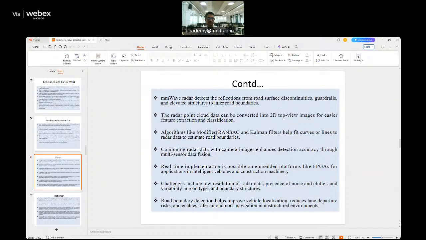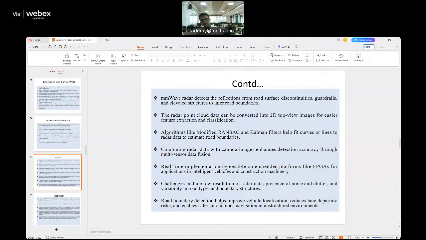Algorithms like modified RANSAC and Kalman filters help fit curves or lines to radar data to estimate road boundaries. These algorithms are very useful when many things are combined, such as radar data with camera images. It doesn't mean that you don't have to use a camera; camera can definitely be a very good option. If we have the provision to use a camera, then it enhances detection accuracy through multi-sensor data fusion.